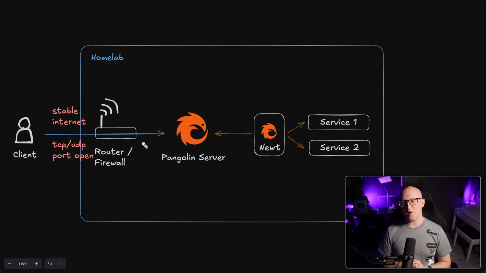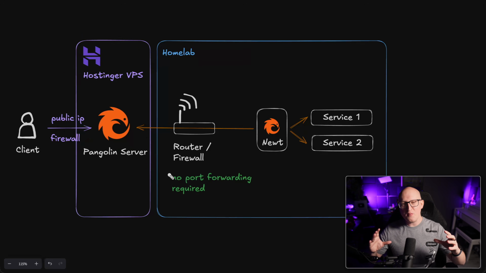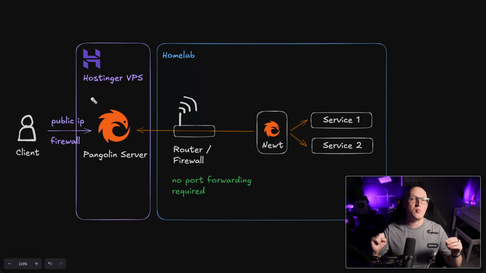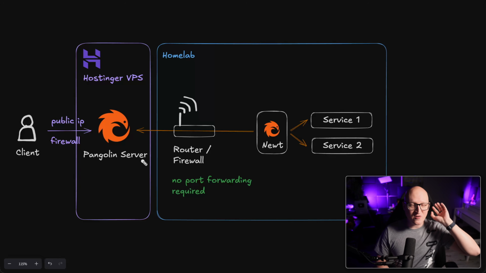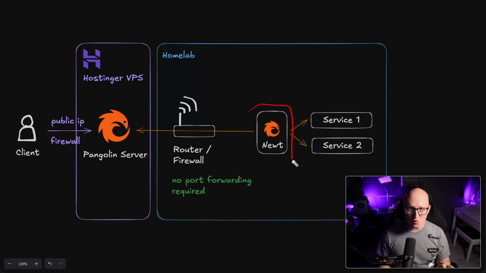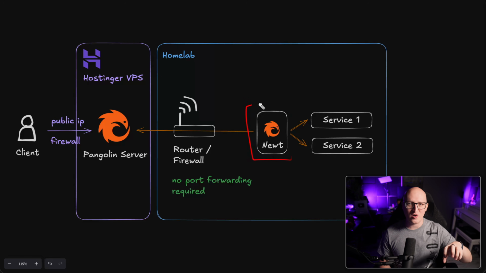And this is why I'd recommend, instead of running this critical service at home, install the main controlling part of Pangolin on a small VPS in the cloud. So then the platform is always up and running, and then you can still install the small Pangolin connector on your local network. So then you don't need any port forwardings or firewall exceptions.